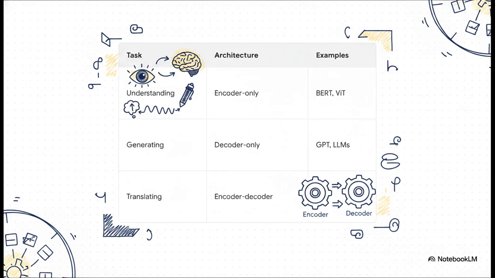While the original 2017 design used both of these towers for translation, most modern models actually split them apart depending on their specific tasks. If you exclusively need to understand a text all at once, like for classification or search, you use an encoder-only model, like BERT. If you exclusively need to generate text, you drop the encoder entirely and just use a decoder-only model. That gives us GPT and essentially every modern large language model today. Encoder-decoder pairs like T5 are really only still used when you need to seamlessly map one sequence directly to another.